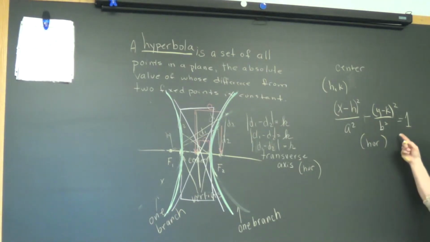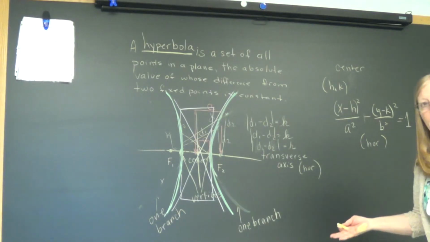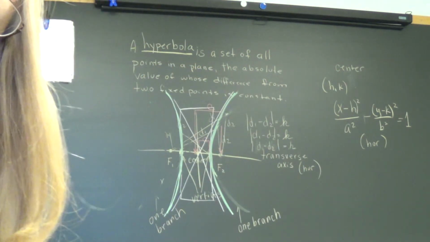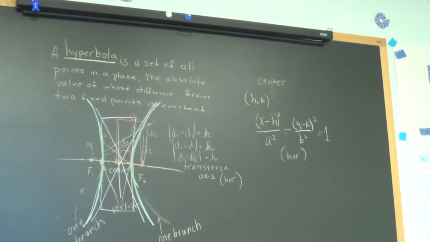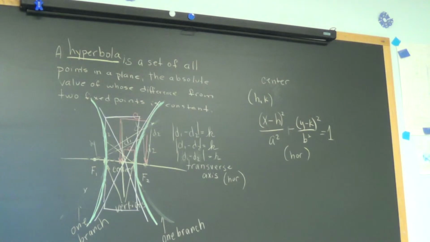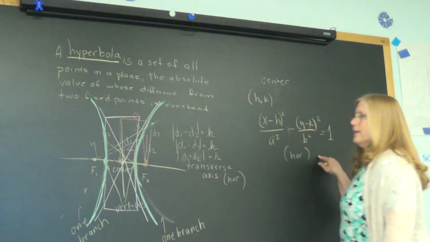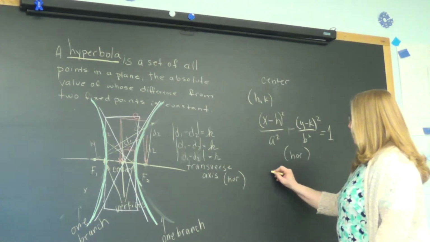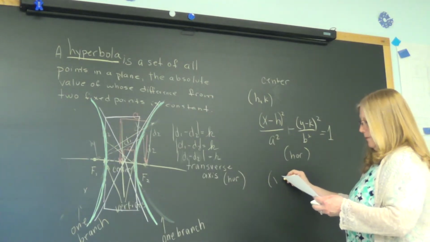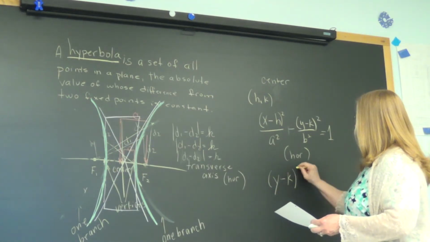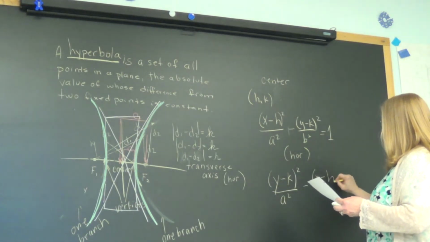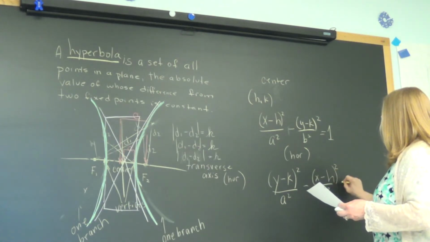And notice the only difference between that and the ellipse is what? Let me see how well that showed up. Pretty good. So that's the horizontal hyperbola. What's the only difference between this and the ellipse equation? The sign right there. So that makes it nice. And when it is the vertical one, we'll have (y minus k) squared over a squared, minus (x minus h) squared over b squared, equals 1.